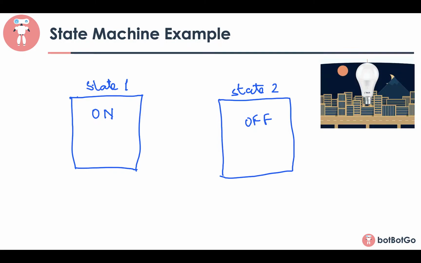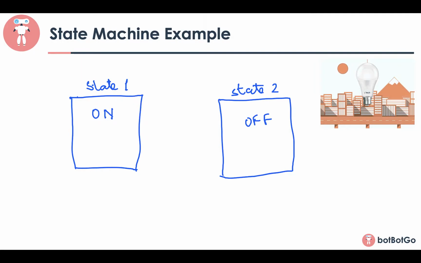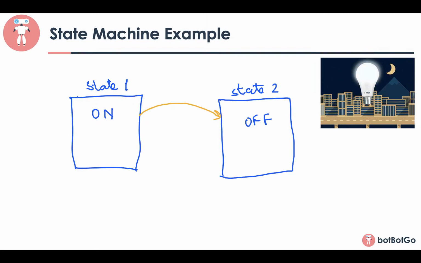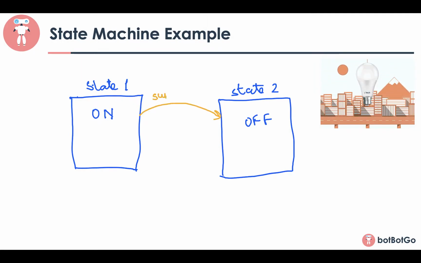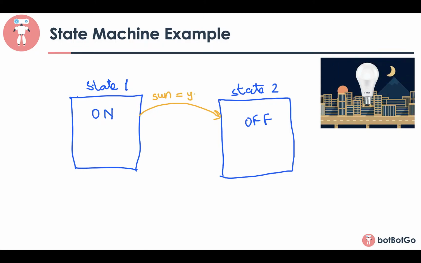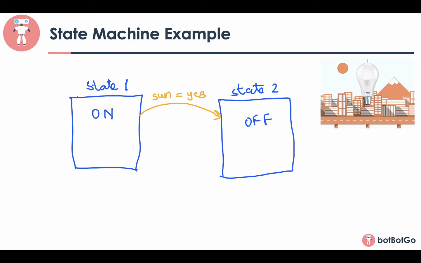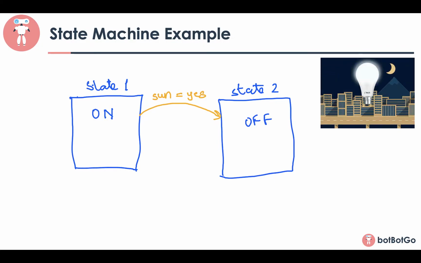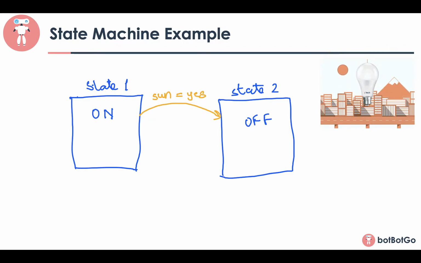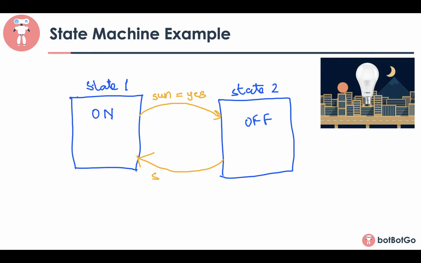So when we move from state 1 to state 2, we need sunlight. So the condition will look something like this, that sun is equal to yes. And now, when we move back from state 2 to state 1, that means the light bulb has to be switched on. In that case, it needs to be darkness. So the condition would be sun is equal to no.